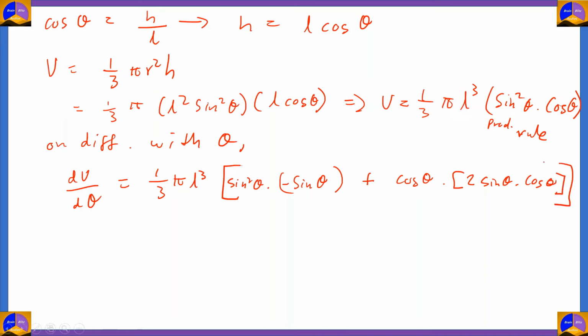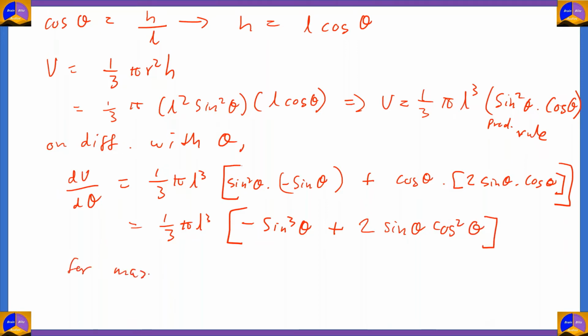So that is our differentiation. On simplifying, we'll get 1 by 3 pi L cube. Then in the bracket, minus sine theta into sine square theta gives minus sine cube theta, plus cos theta into 2 sine theta cos theta gives 2 sine theta cos square theta.